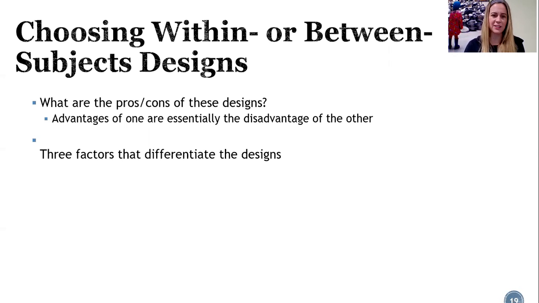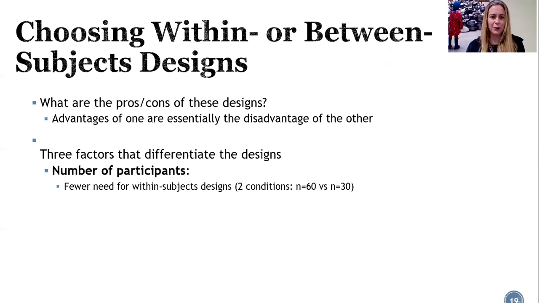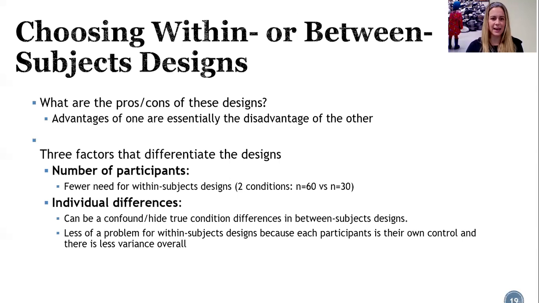So there are three main factors that differentiate those two designs. First of all, the number of participants. As I mentioned in the last video, we need fewer participants for within subjects design. Second, the extent to which individual differences can be a potential confound or make it difficult for you to see differences between conditions. This again is a problem for between subjects design and is better for within subjects design.